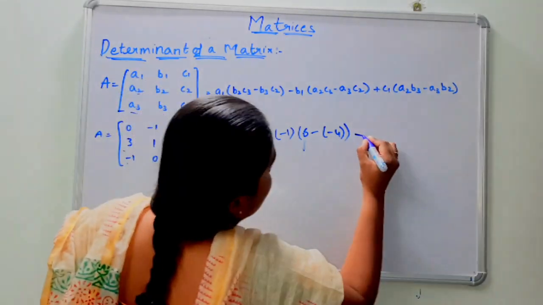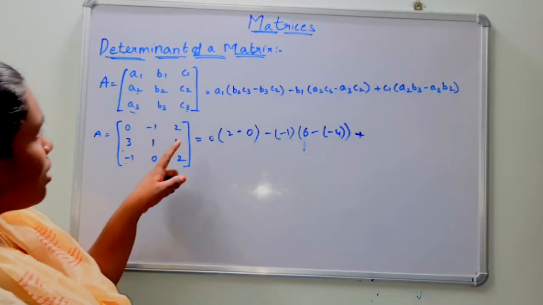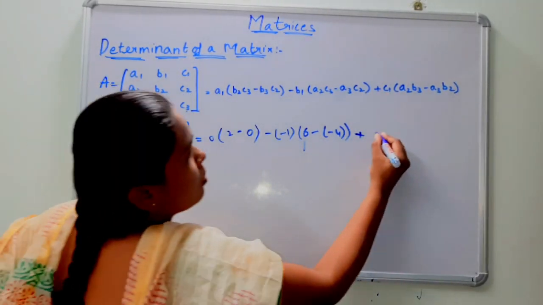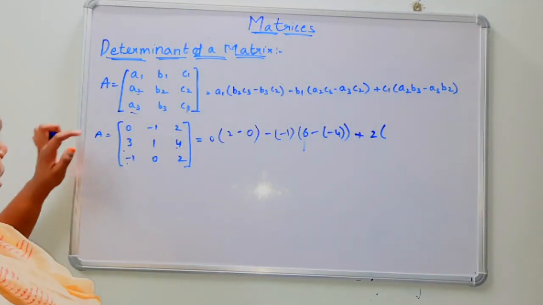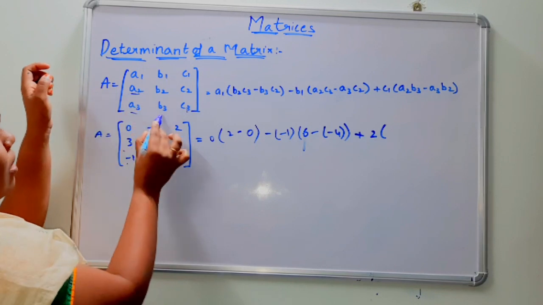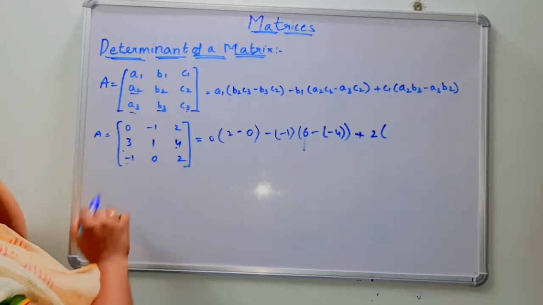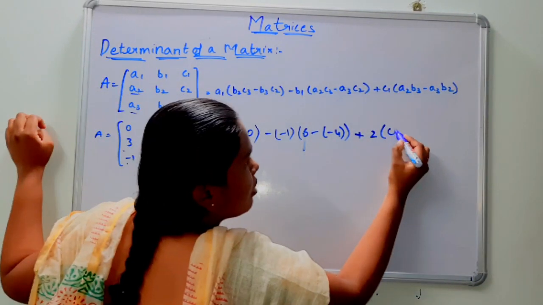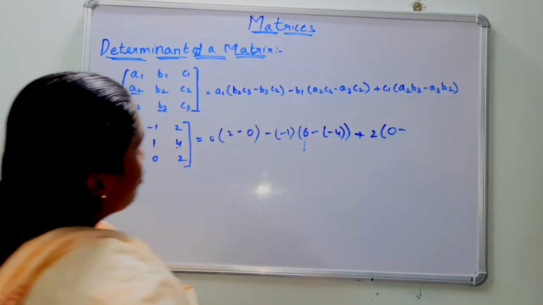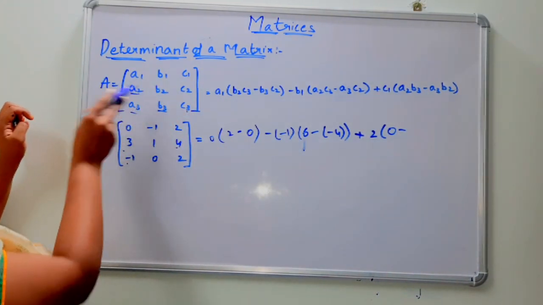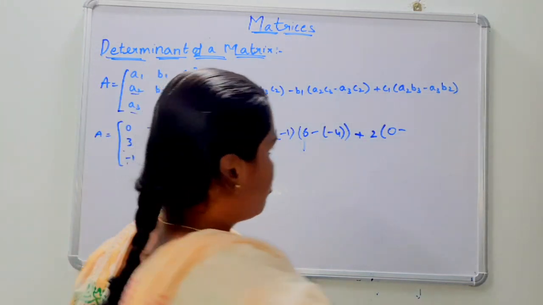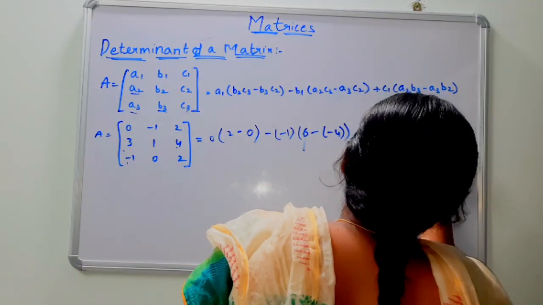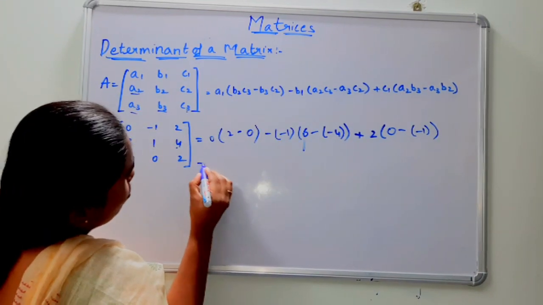Okay. Plus C1. What is C1? 2, into A2 B3. Where is A2? A2 is here, B3 is here. So 3 zeros are 0, minus A3 B2. Where is A3? Here is A3, here is B2. Minus 1 into 1, minus 1. So keep it in the bracket. Okay. Now let's go on.